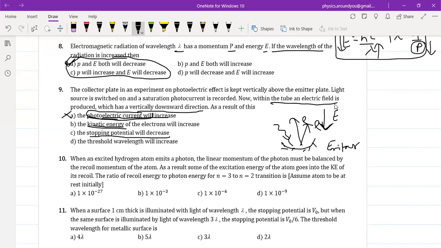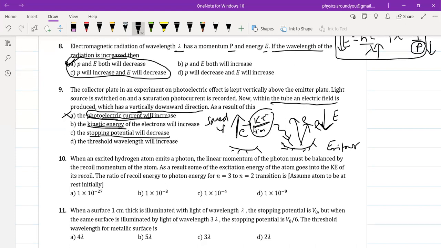If I switch on an electric field in a vertically downward direction, from our electrostatics knowledge, we know that electrons experience a force opposite to that of the electric field. So every electron will be pushed up. It will speed up, right? So what will happen to the kinetic energy of electrons? The kinetic energy of the electrons increases.